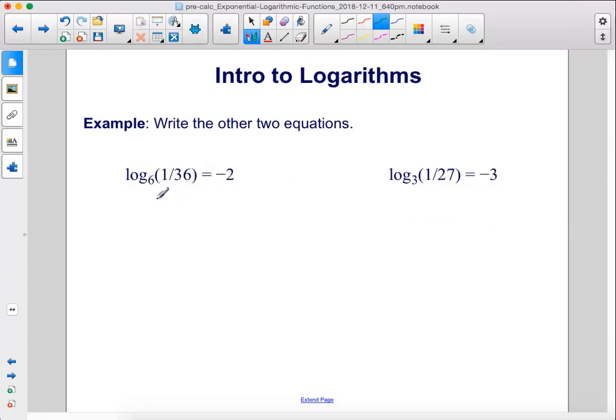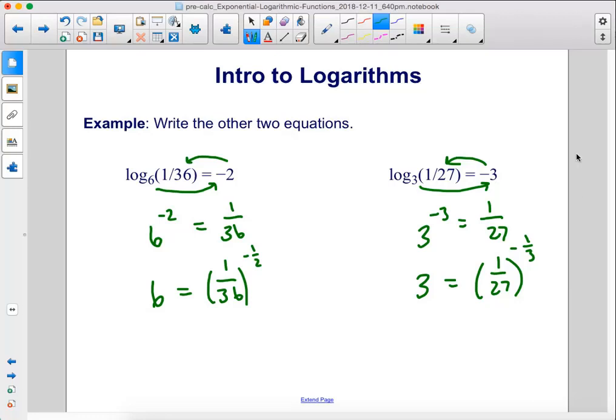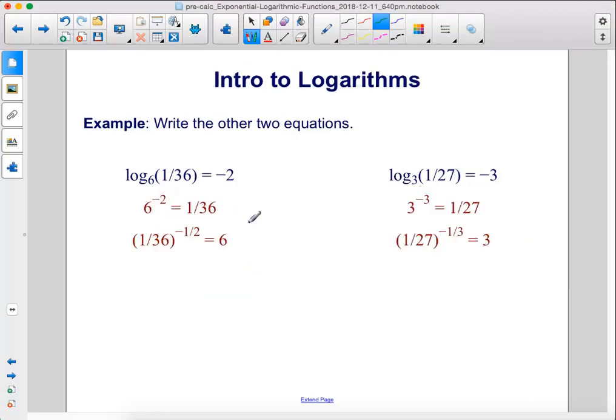Write the other two equations. 6 to the negative 2 power is 1 over 36. Then we just swap the exponent, so 6 equals 1 over 36 to the negative 1/2 power. Swap the exponent over, use the reciprocal of it. All right, over here we have 3 to the negative 3rd power equals 1 over 27. And then the other form, we have 3 equals 1 over 27 to the negative 1/3 power. And there you go.